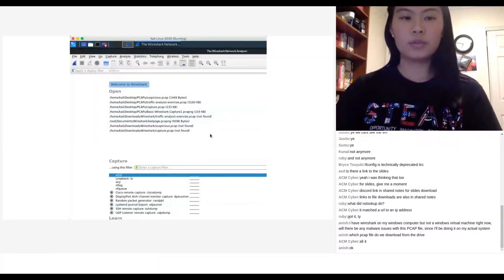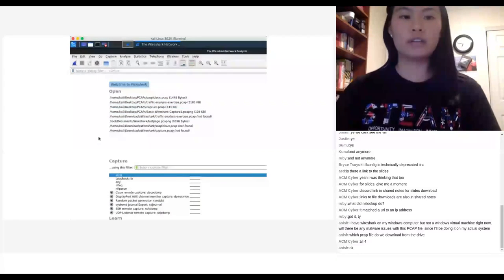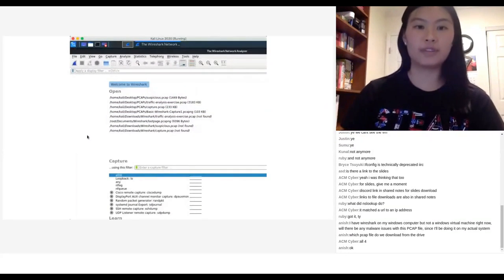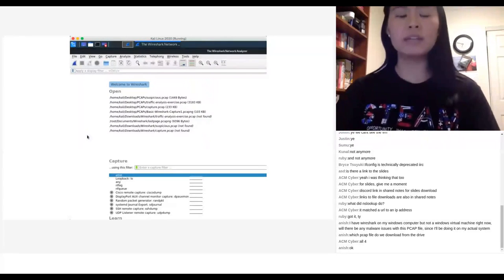All right. So when you first open up Wireshark, Wireshark is pre-built into Kali. That's why I really like Kali, because it has a bunch of pre-built tools in there. But it does come with Wireshark.